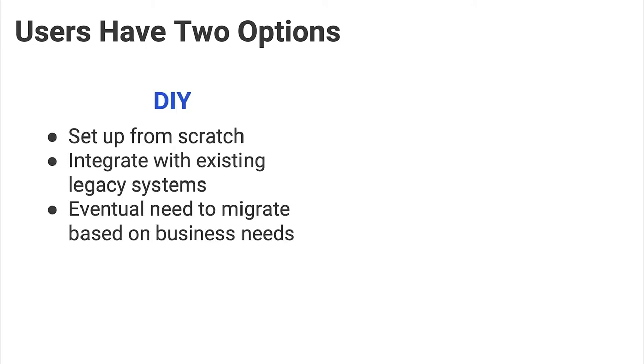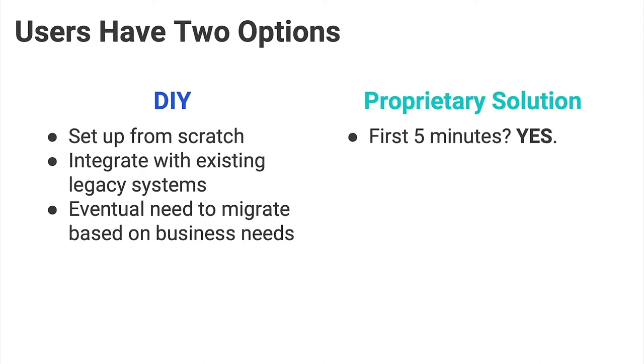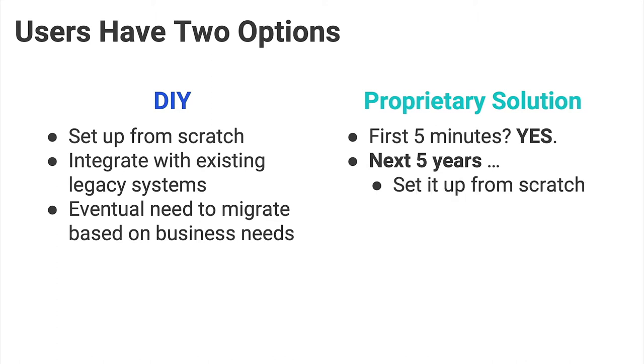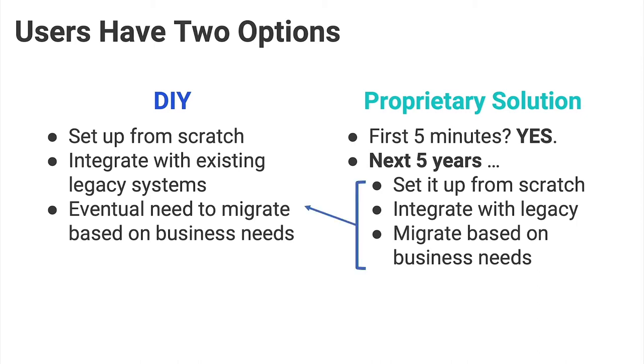That's oftentimes because the systems are so different and bespoke. So this leaves users with effectively two options. One, they can do it themselves, which involves setting it up from scratch and integrating with legacy systems, and eventually probably redoing the whole thing again because they need to migrate based on their business. Or two, they can set up a proprietary solution, which oftentimes is a lot easier to get going, and the first 5 minutes are fantastic. But then the next 5 years, you basically are doing all the things you did with do-it-yourself: setting it up from scratch, integrating with legacy, migrating on business needs. Plus, you're now locked in.